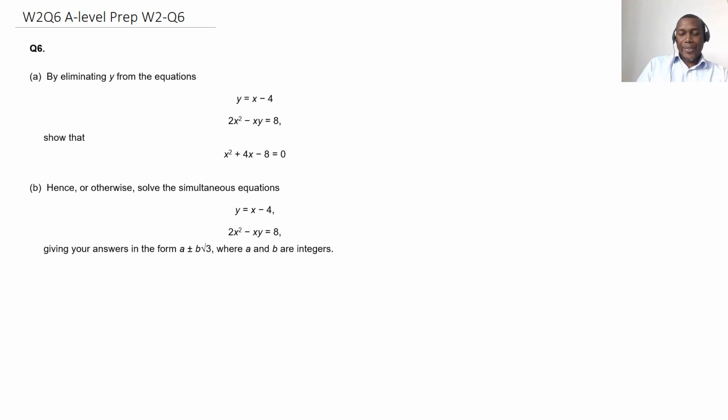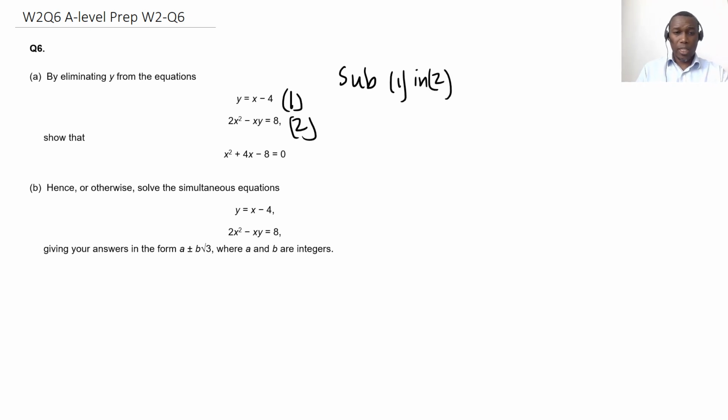For part A here, they said by eliminating y from the equations. So first thing, this is a substitution bit here. Hopefully you're okay with this. I'll call this equation 1, and I'll work in black. That's our equation 1, and we have equation 2. And what I'll do is I'll sub equation 1 into 2, substituting equation 1 into equation 2.